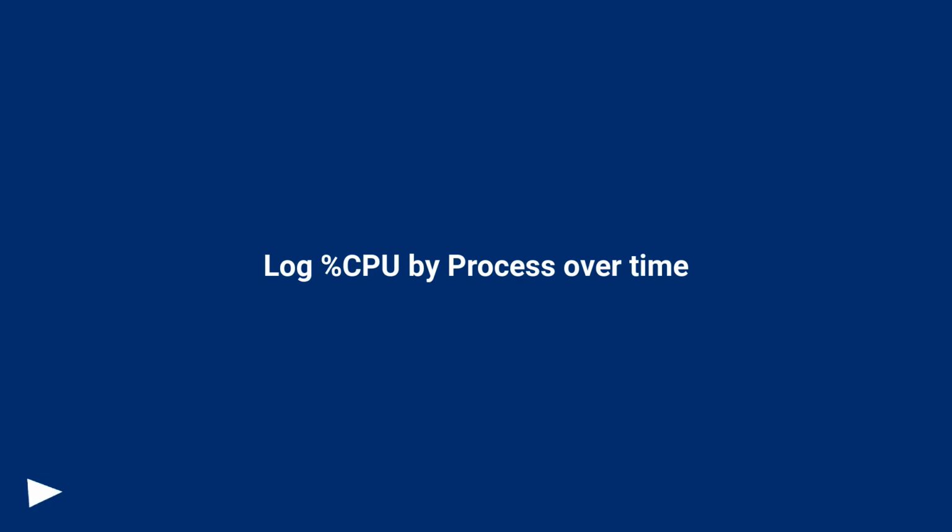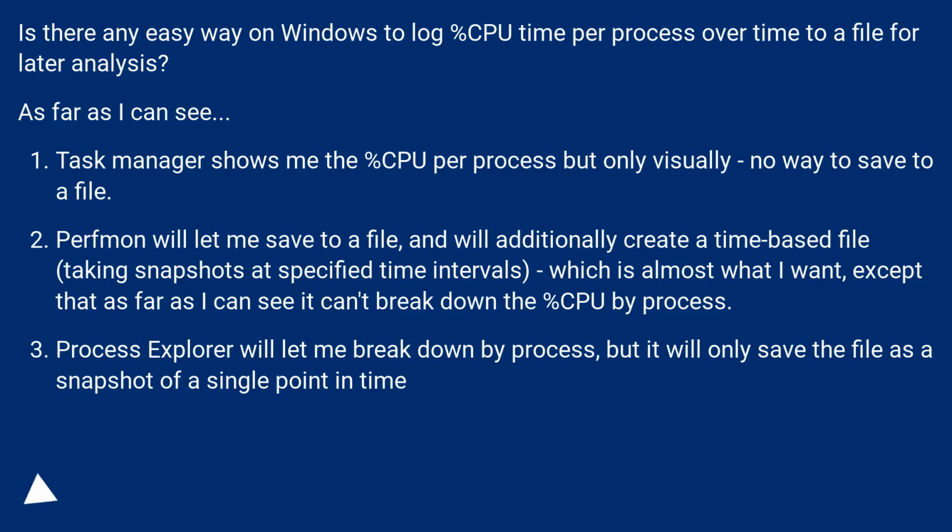Log percent CPU by process over time. Is there any easy way on Windows to log percent CPU time per process over time to a file for later analysis? As far as I can see, Task Manager shows me the percent CPU per process but only visually, no way to save to a file.